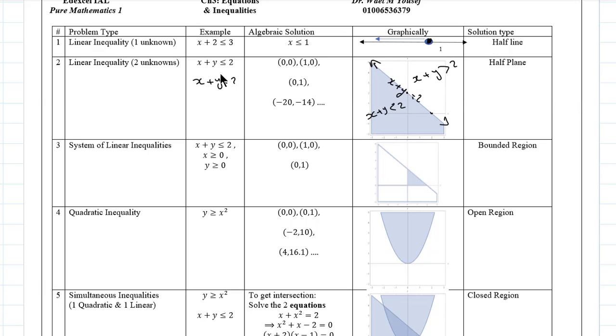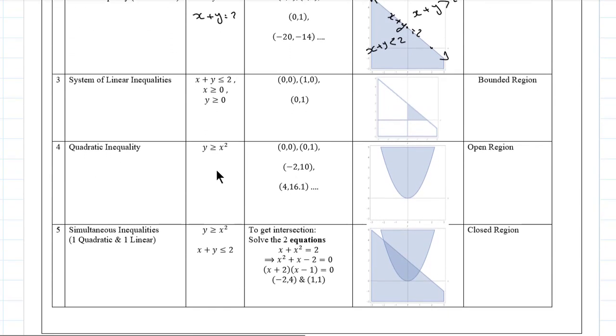But what happens if we add more conditions, or we can say a system of linear inequalities? I will add, to this inequality, x more than or equal to 0 and y more than or equal to 0. In this case, we make more restrictions on the region because we will take only the positive x values and the positive y values. So I will take the intersection between this region and the right half plane and the upper half plane, and this is the solution in this case. And we can say that the solution represents a bounded region.